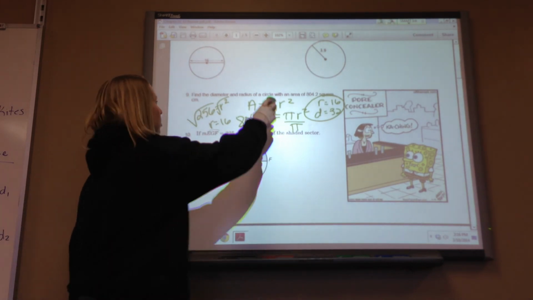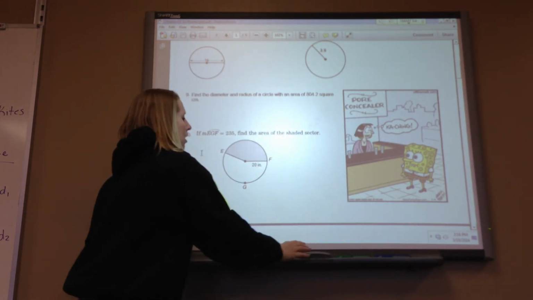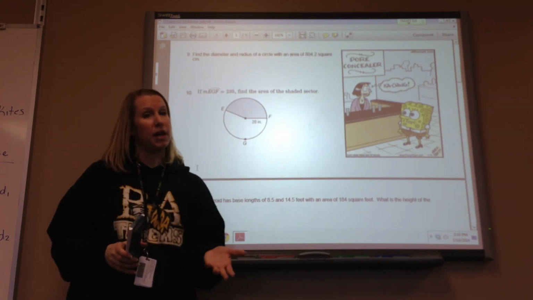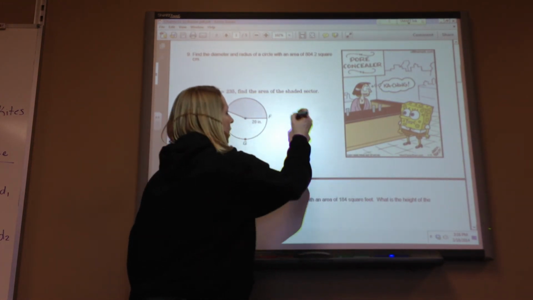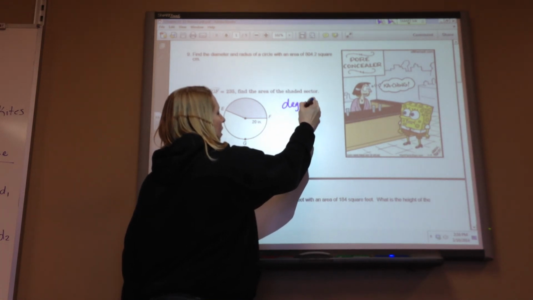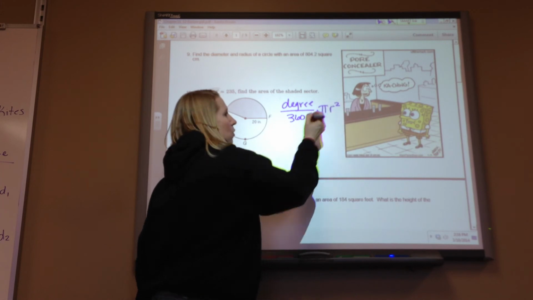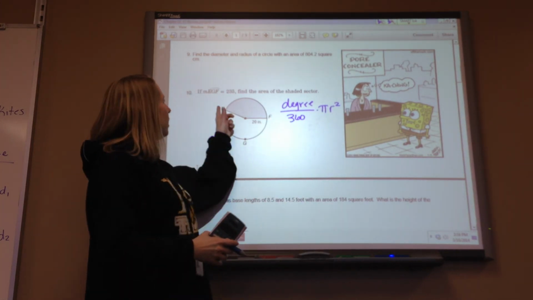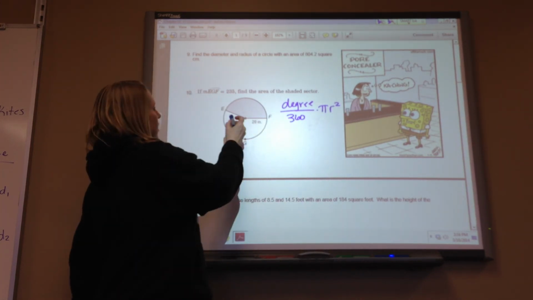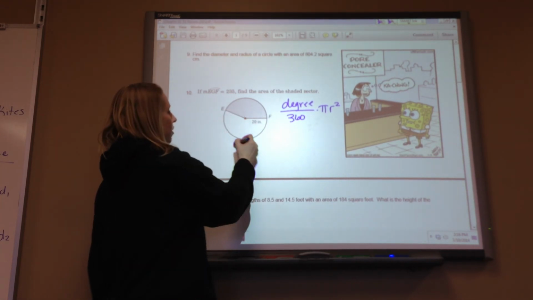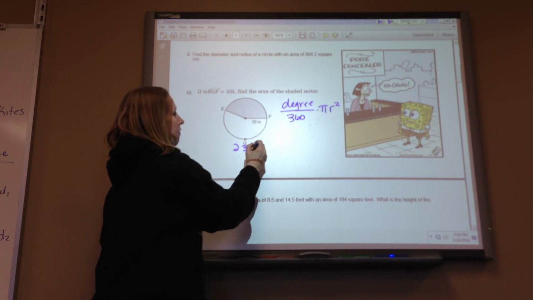Okay, one more on this page. On this one, we have to find the area of the shaded sector. You will be given the formula. It's degree over 360 times pi r squared. So I need to figure out this degrees. It says that EGF is 235. So this whole arc is 235.